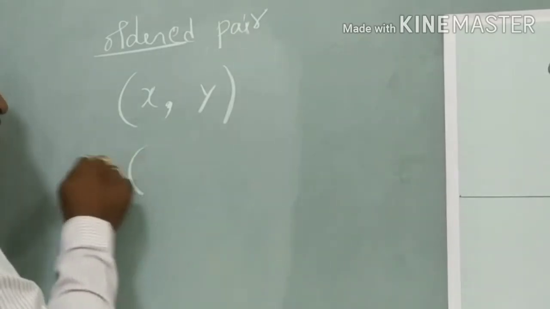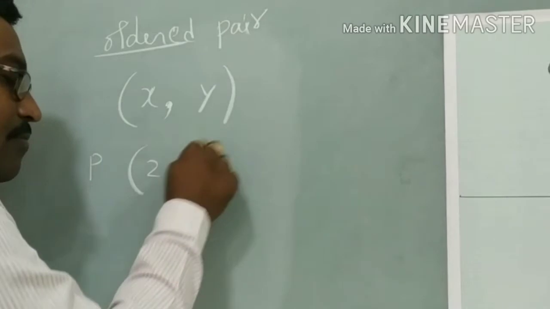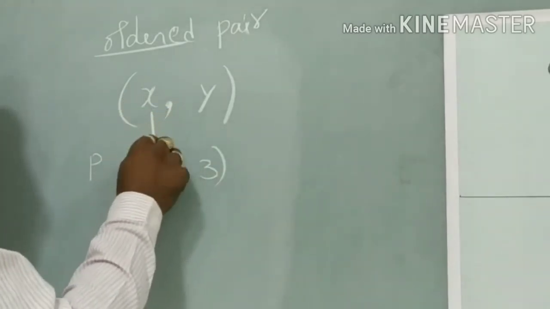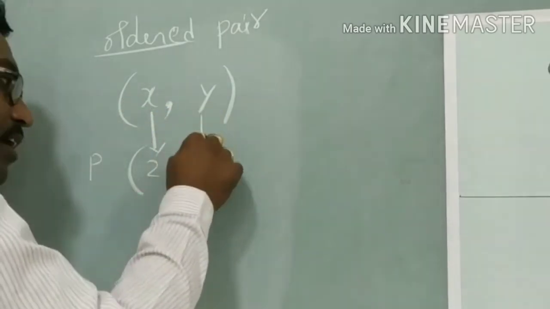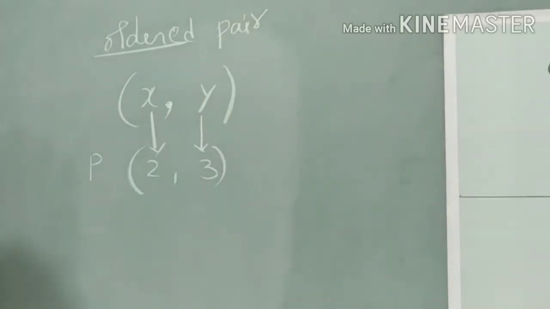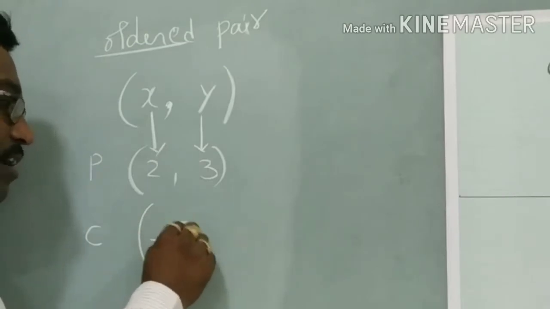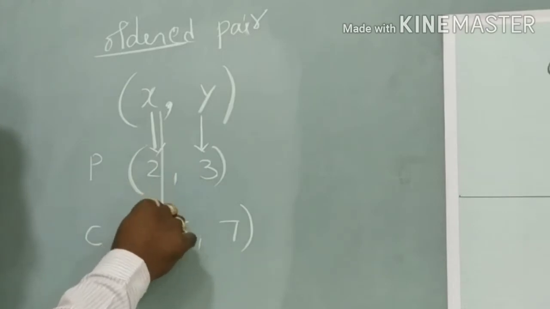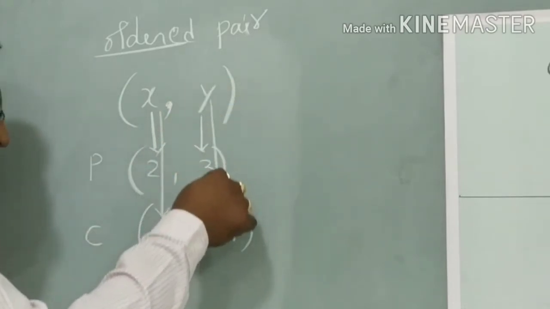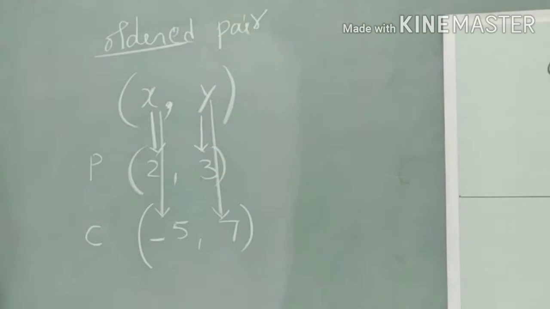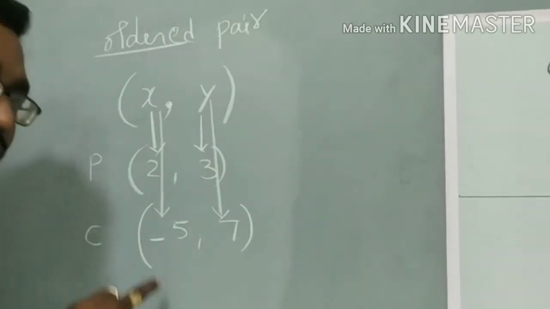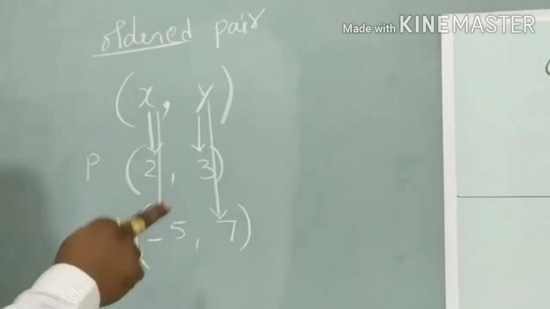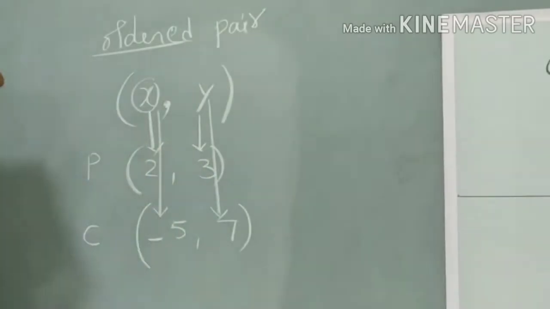Suppose I write a point P(2, 3). That means 2 on the x-axis, 3 on the y-axis you need to take. Suppose I am taking a point C(-5, 7). Now on the x-axis it is minus 5, on the y-axis it is plus 7. Like that only you should take. It is not based on the positive or negative numbers. Always the first one is x-axis and the second one is y-axis.